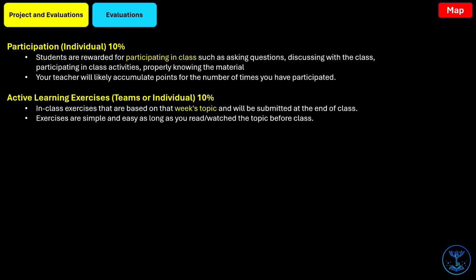Active learning exercises, which can be done in teams of 2 or individually, are also worth 10%. These are in-class exercises based on that week's topic and will be submitted at the end of class. Exercises are simple and easy as long as you read or watch the topic before class. It's not going to be every class, but maybe every 2 to 3 weeks, you'll have a small thing to do. And it's always going to be based on that week's topic.